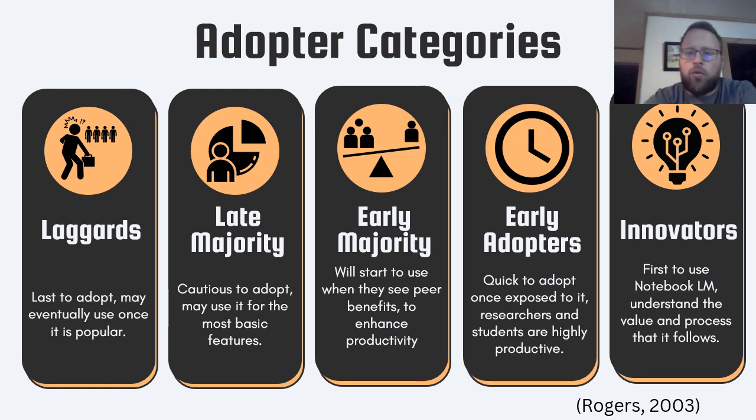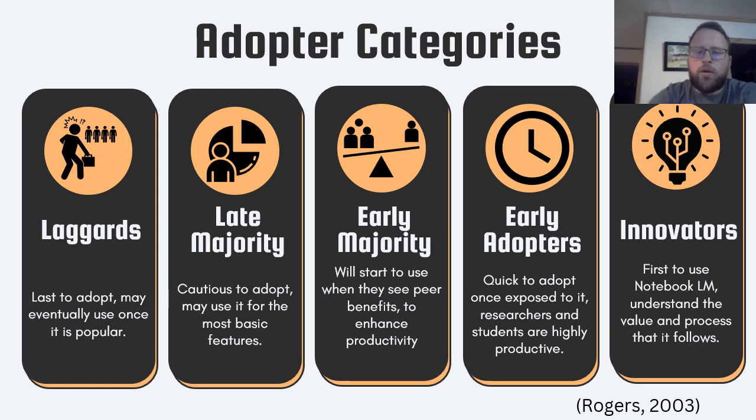The early majority adopters, as Rogers mentions, are going to be those ones that really start to see their peers benefiting from adoption and say, hey, what were you able to do with this? I want to start increasing my productivity. The core value of what they're going to do is really targeted at enhancing productivity as well, but they are less motivated than those early adopters and innovators.